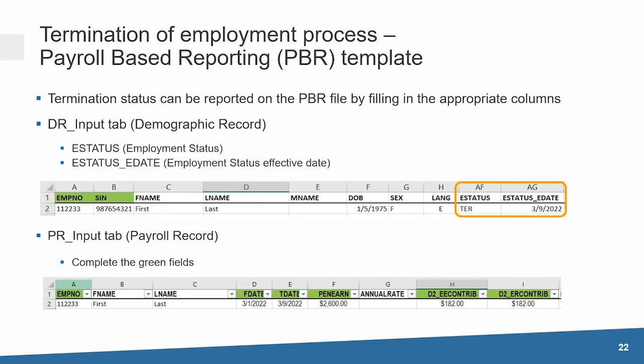Alternatively, you can report the change in status on the payroll-based reporting file by filling in the appropriate columns. On the DR Input tab, enter the termination status and select the effective date. Under column E-status, enter the employment status code of TER. Under the E-status_date, enter the last day worked. On the PR Input tab, report the earnings and contributions from the start of the month up to and including the last day worked.